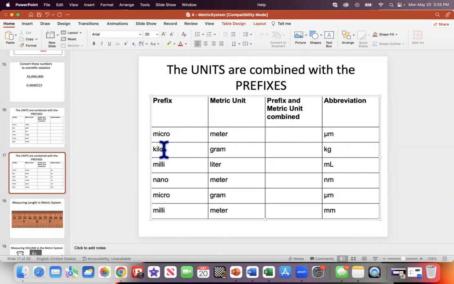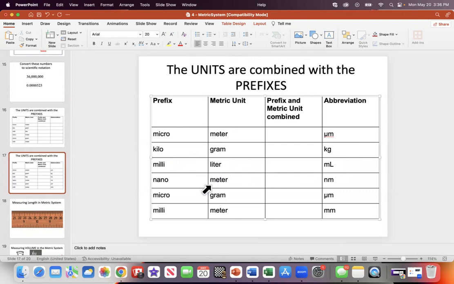Okay, next one, kilogram. Kilograms used to measure your body weight. So kilo means 1,000. So it actually means 1,000 grams. And kg, that's the abbreviation. Okay, milliliter together, prefix metric unit, just put these two together, milliliter. Milli means use M, liter, L, milliliter.